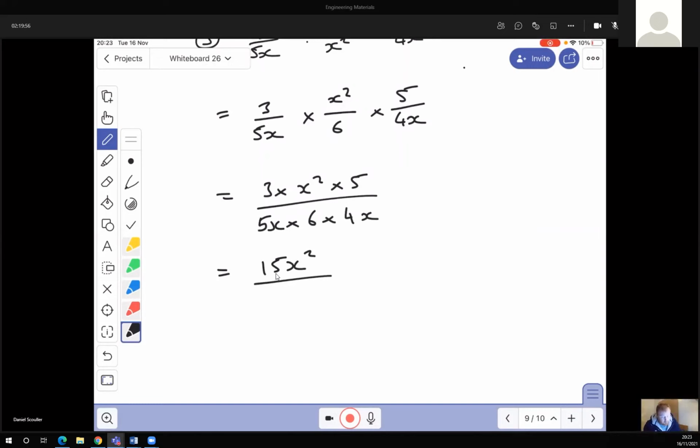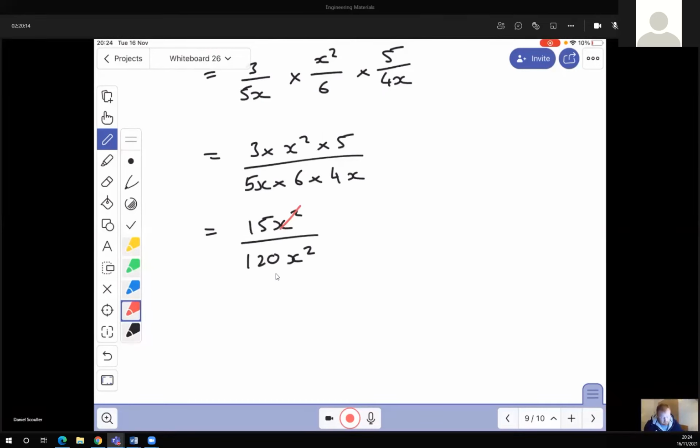So the 3 and the 5 multiplied together make 15 times x squared. The 6, the 4 and the 5 multiplied together give you 120, times x squared. Okay, the x's cancel out. x to the power of 2 over x to the power of 2 cancels, leaving x to the power of 0, which becomes 1. That was one of the rules we went through last week. End up with 15 over 120.